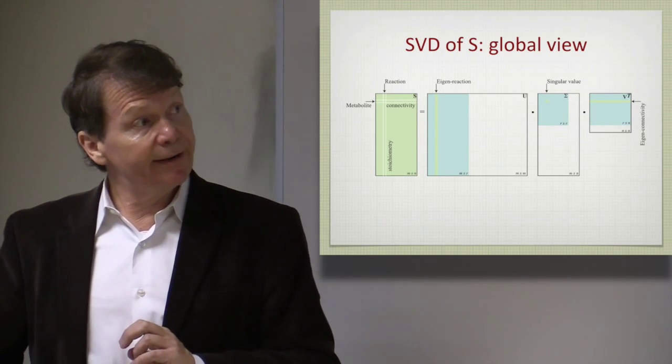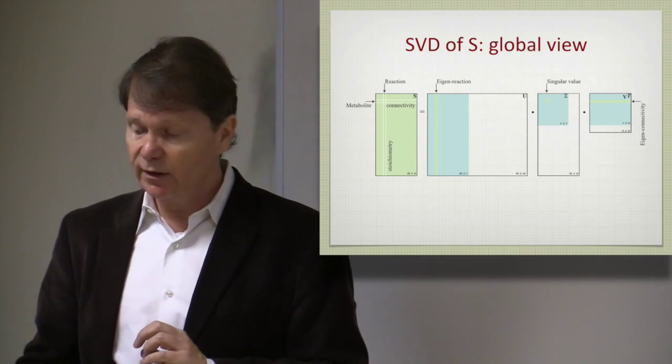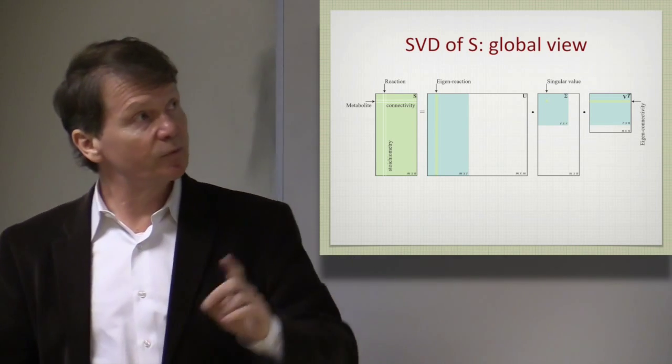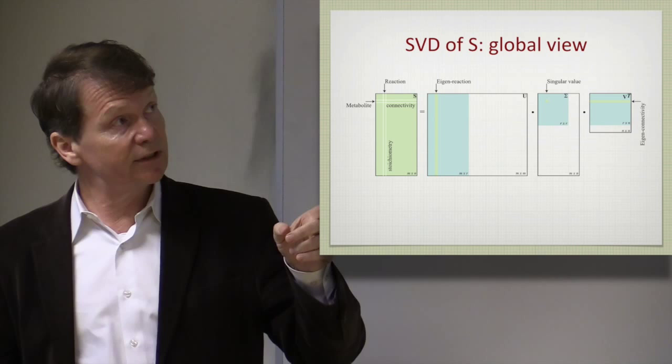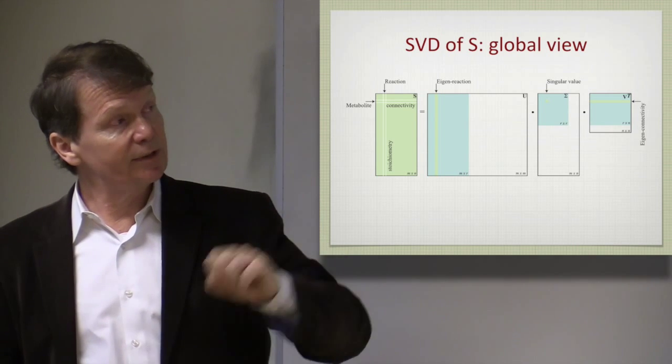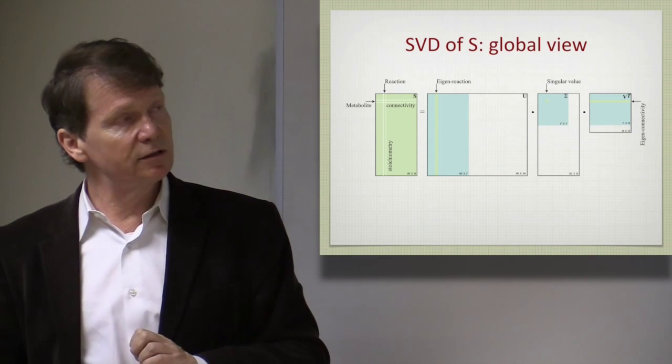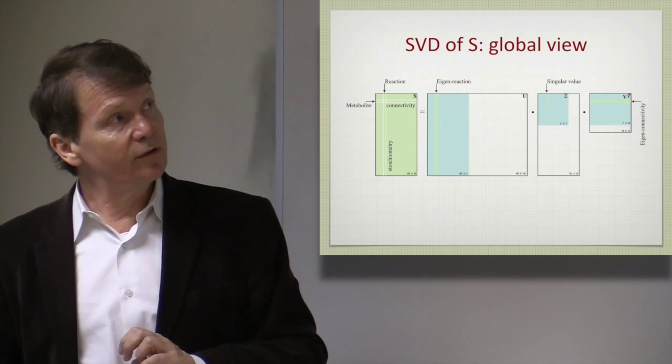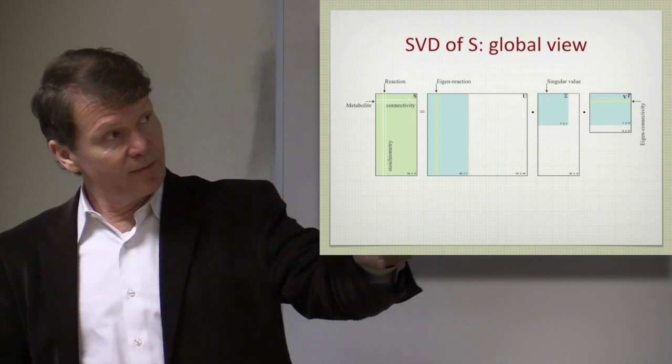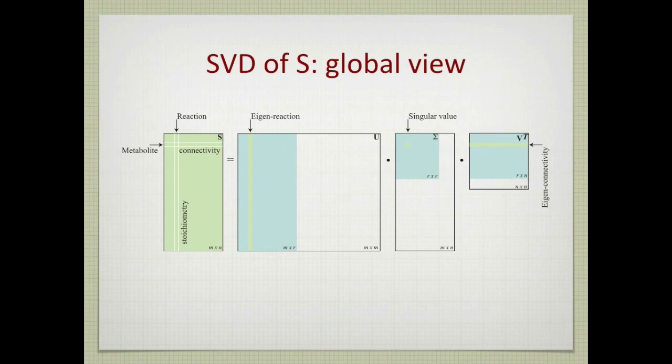So here I am showing the singular value decomposition of S again, where you have in the original matrix reactions and metabolites forming the columns and the rows. And then we had the three matrices we just talked about, and shaded out the regions in them that correspond to the spanning of the column and the row space.